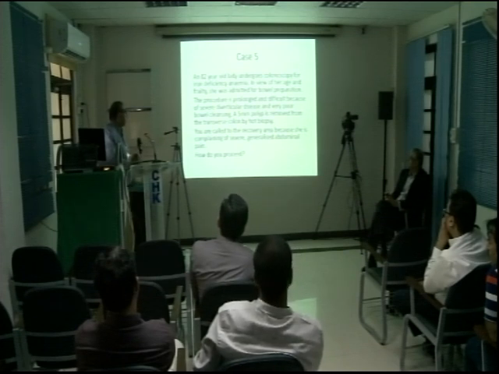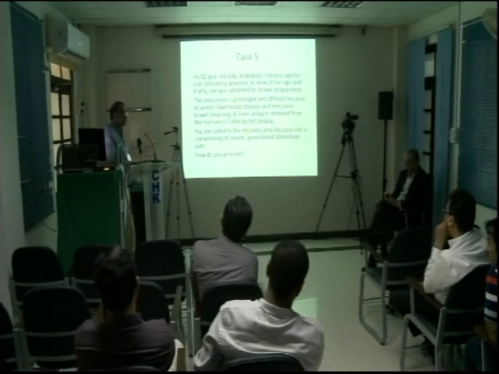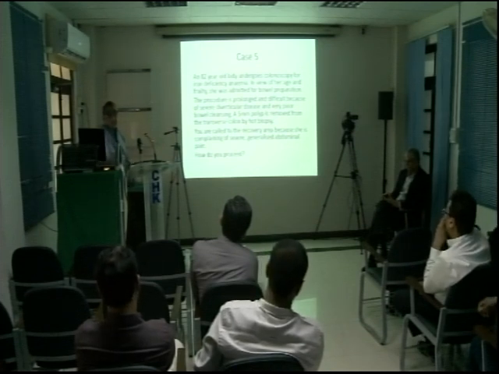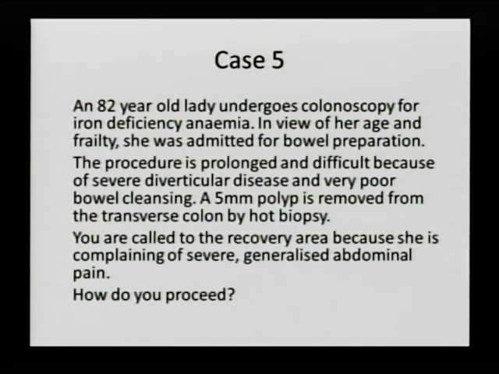A 5 millimeter polyp is removed from the transverse colon by hot biopsy. Another important factor. You are called to the recovery area because she is complaining of severe generalized abdominal pain. How do you proceed? इसमें issues identify करें. एक तो खैर the indication was correct. ठीक है? She is frail. Another comorbid factor है. Admitted for bowel prep. हमेशा याद रखें कि हॉस्पिटल के अंदर इन-हॉस्पिटल बाउल प्रेप जब भी होता है इट्स नॉट गुड, चाहे ये पाकिस्तान में हो, चाहे विलायत में हो, चाहे अमेरिका में हो. Everywhere I have seen it. And I'm sure that might be your experience as well.